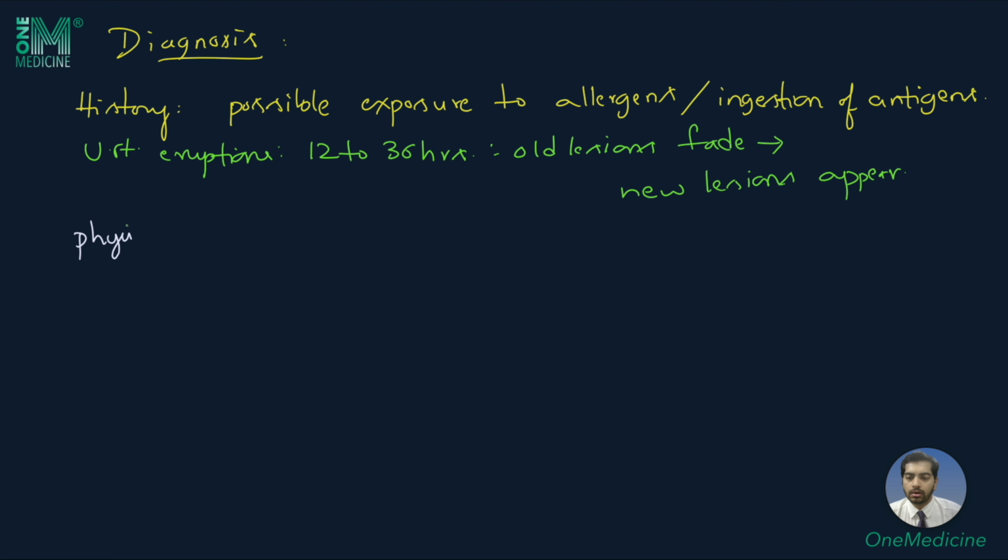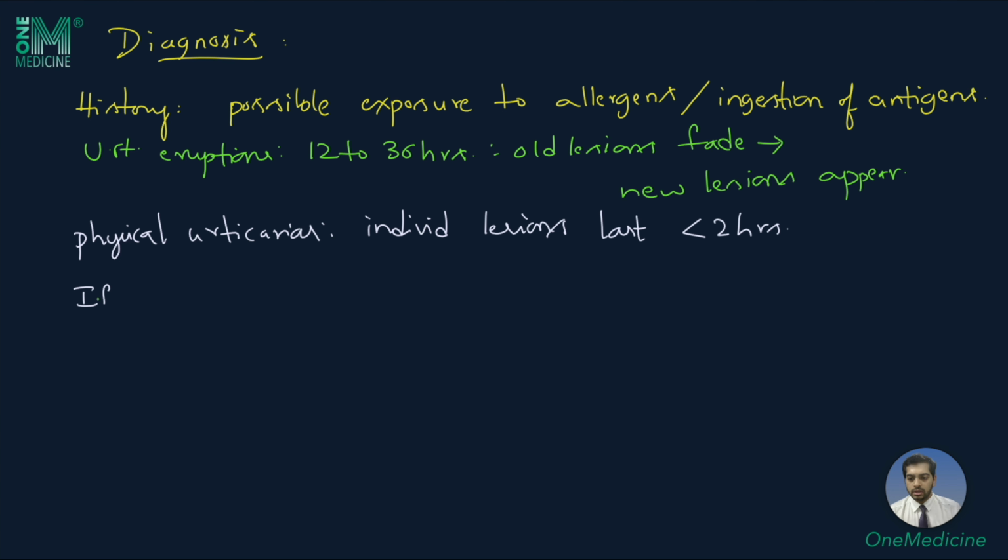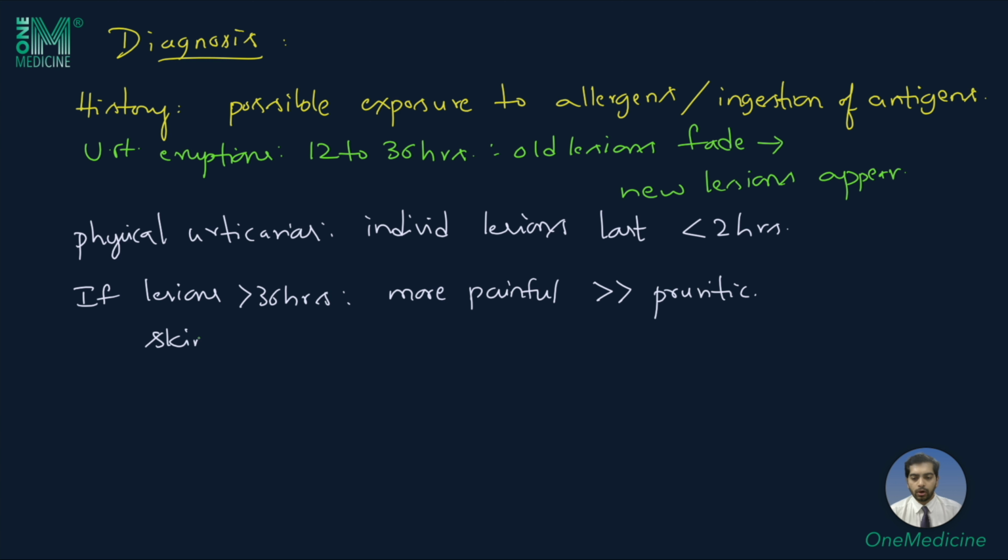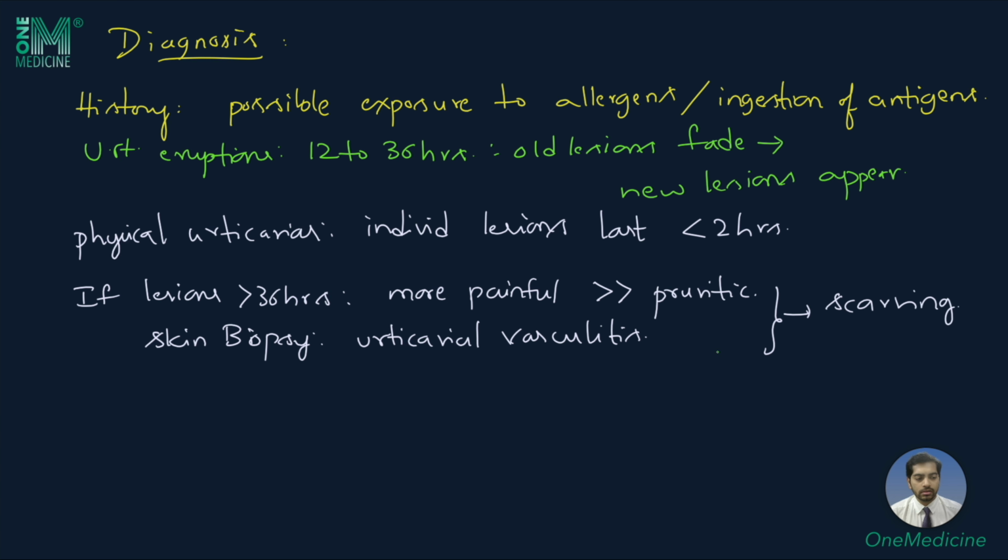In physical urticarias, individual lesions last less than 2 hours, and if the lesions are lasting more than 36 hours, they are more painful and less pruritic, and these lesions warrant a skin biopsy to rule out or rule in urticarial vasculitis. These patients also have a tendency to scarring at the site of urticaria.